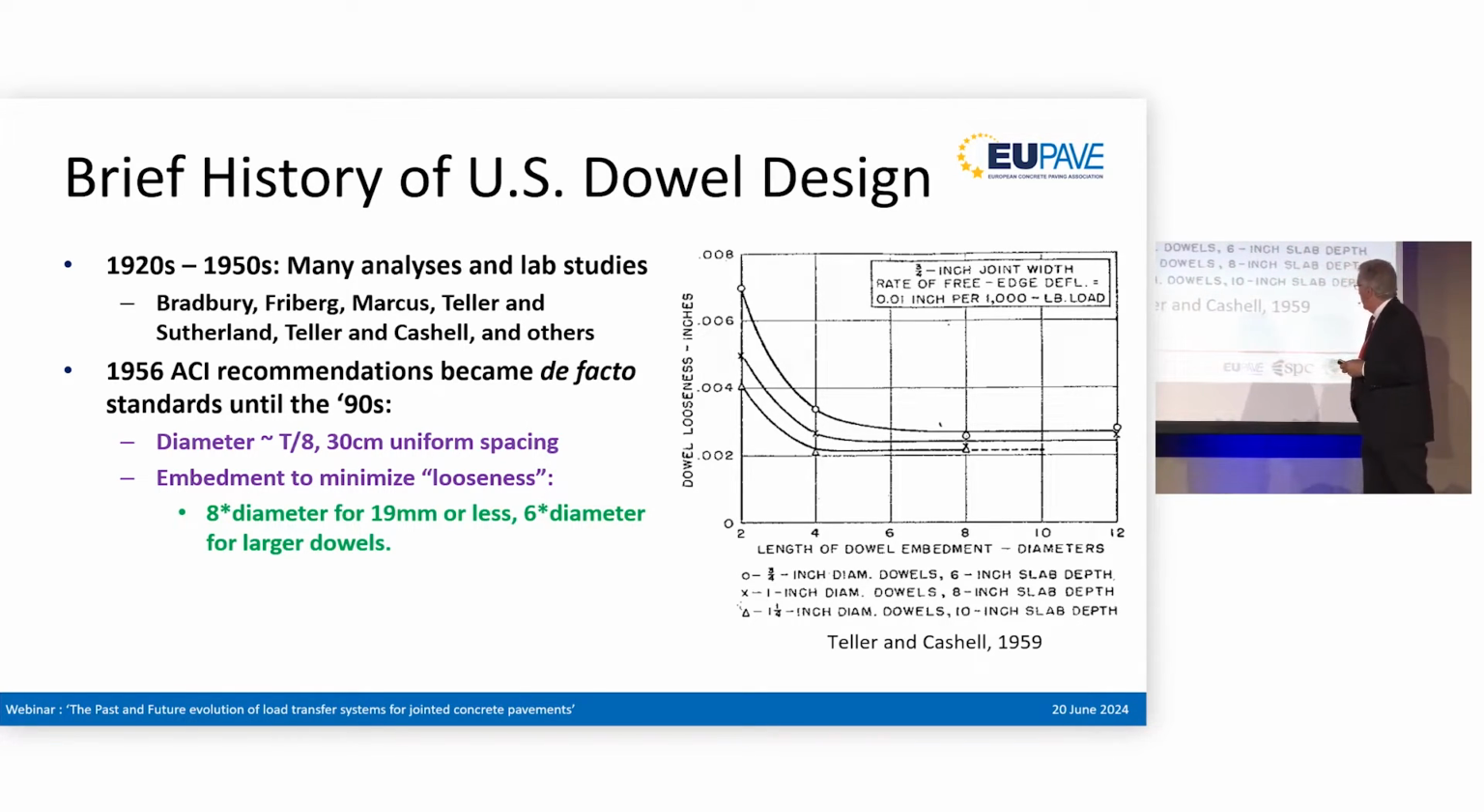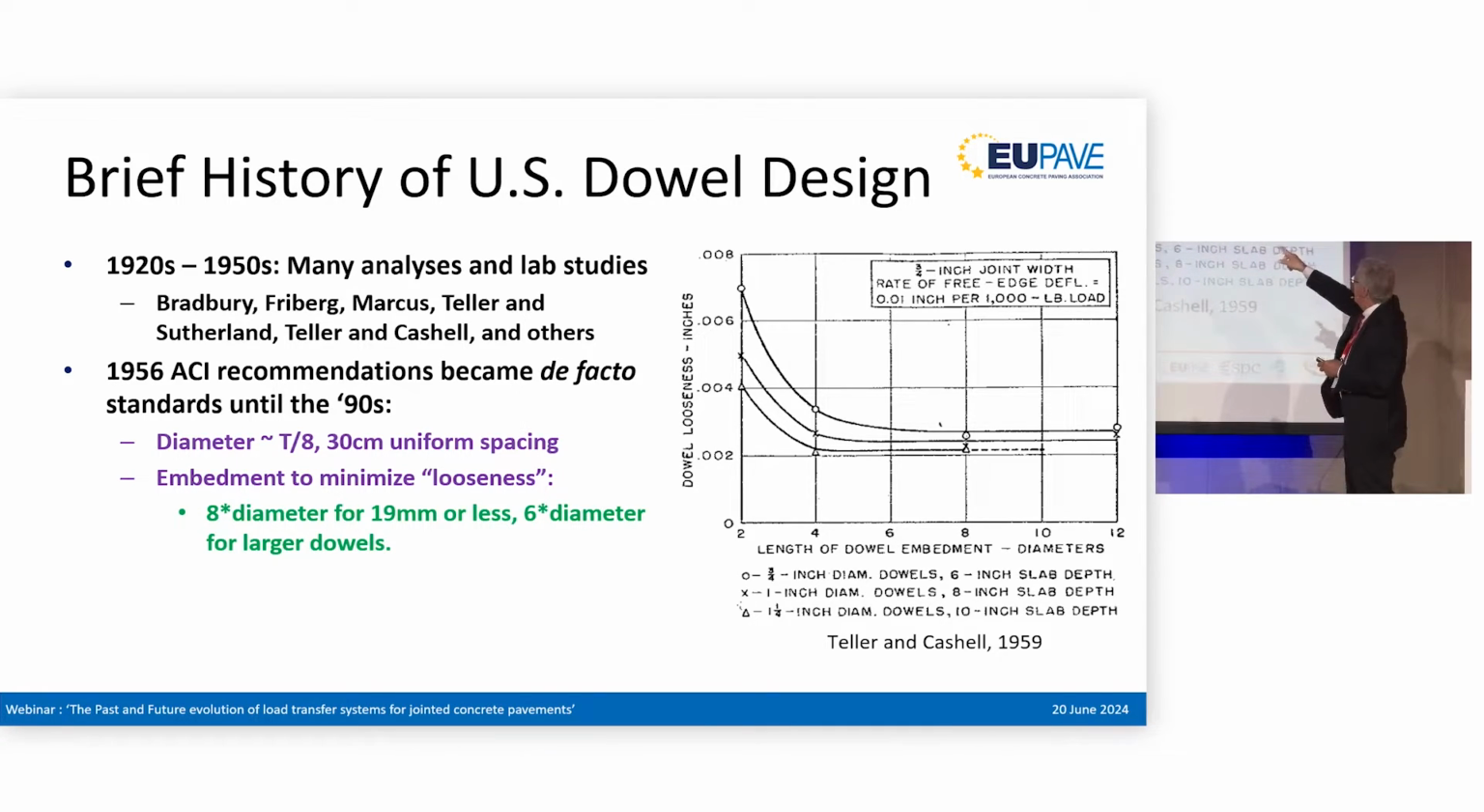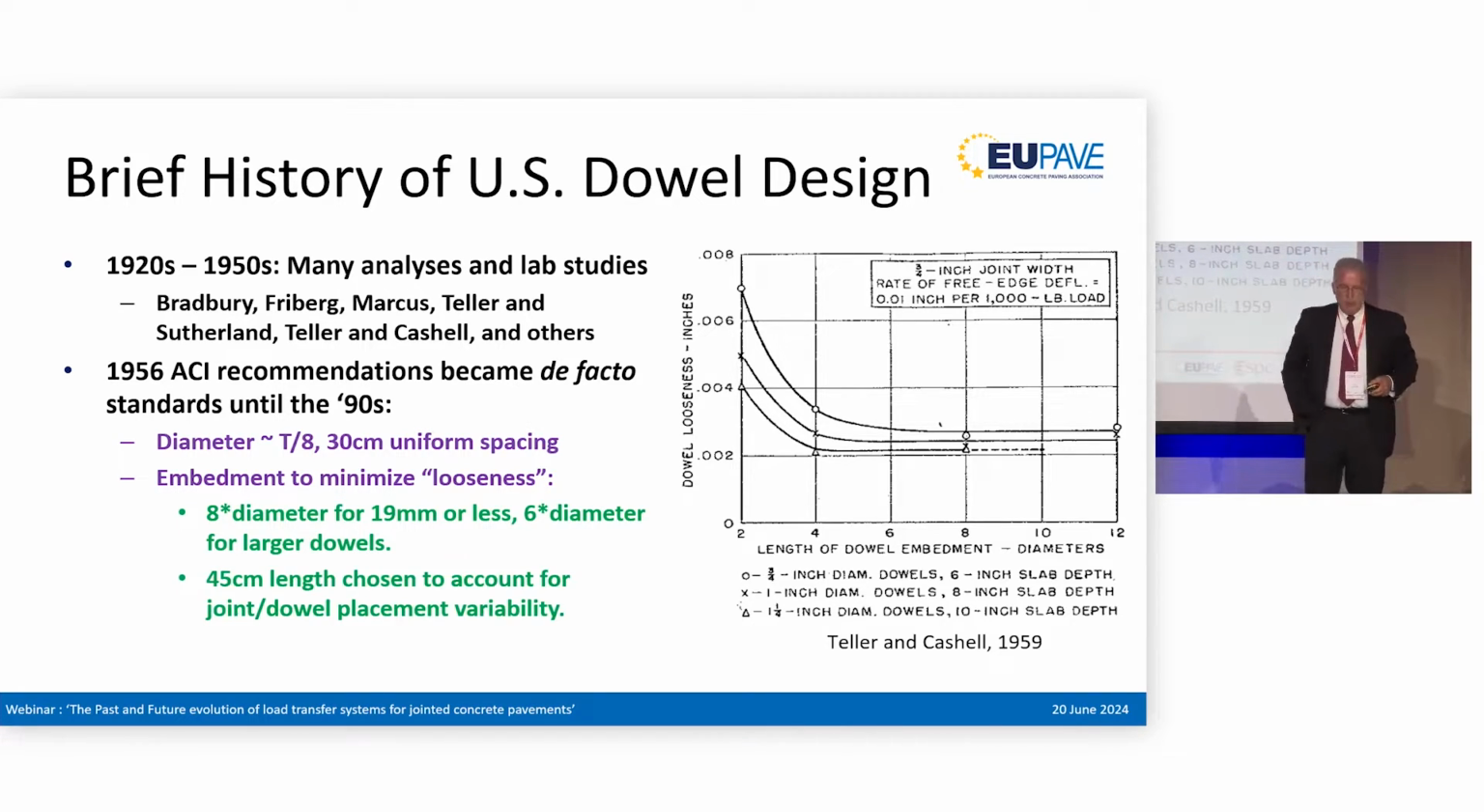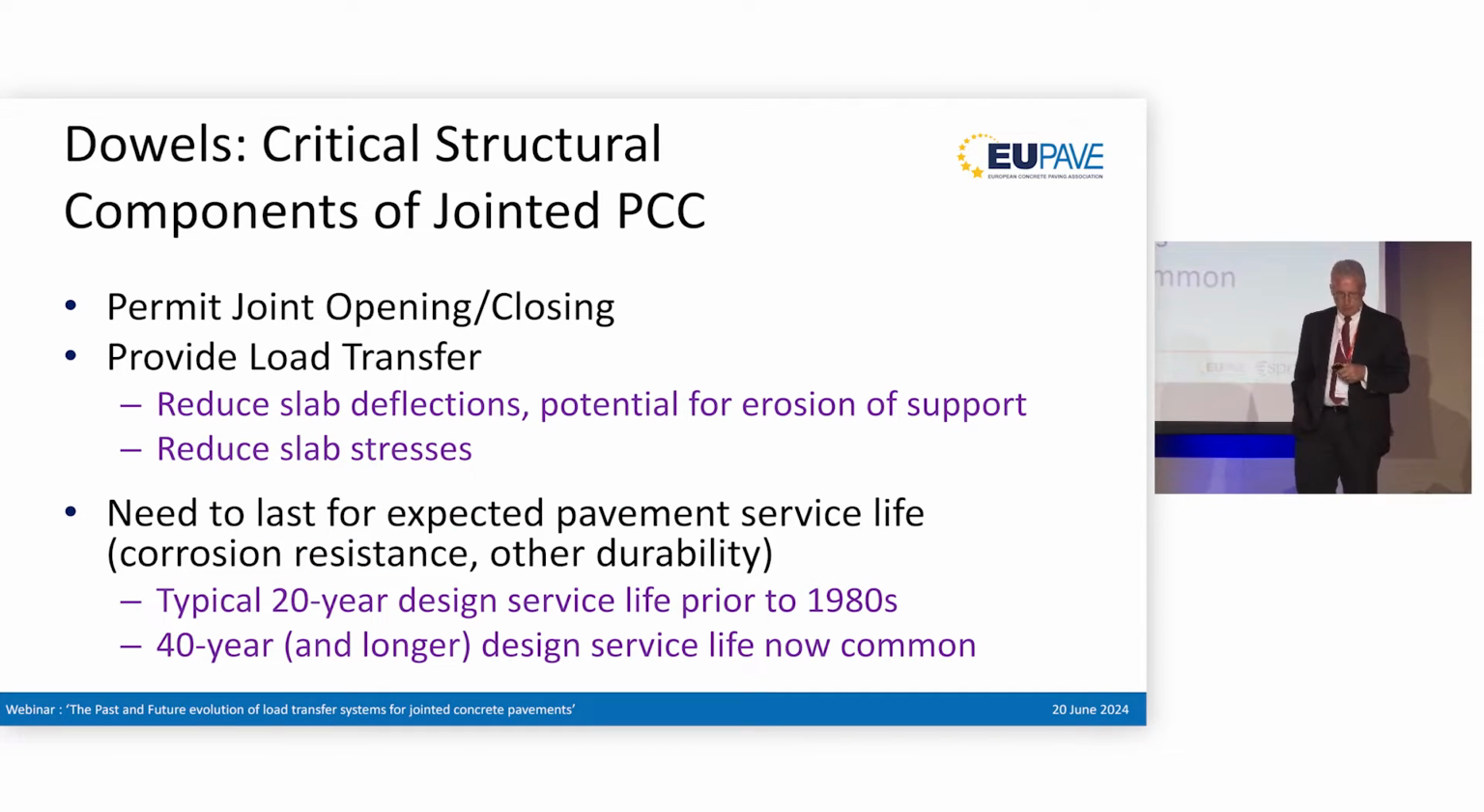This is one of the studies that was done by Teller and Cashel in 1959, and you can see the looseness basically leveled out with a certain degree of embedment, usually between 6 and 8 diameters of the dowel bar of embedment. And so for this reason, and also for some others that I will talk about later, the standard length of dowel bars in the US anyway was established at being around 45 centimeters of length, with half on each side of the joint. And that would provide some allowance for the minimum embedment requirement plus the possible mislocation of the joint, misplacement of the basket, so you might have slightly more or less embedment on one side or the other.